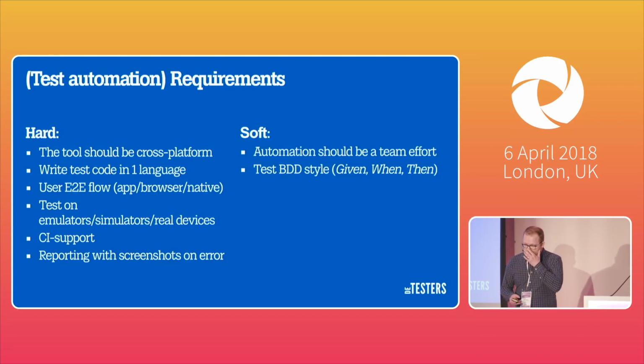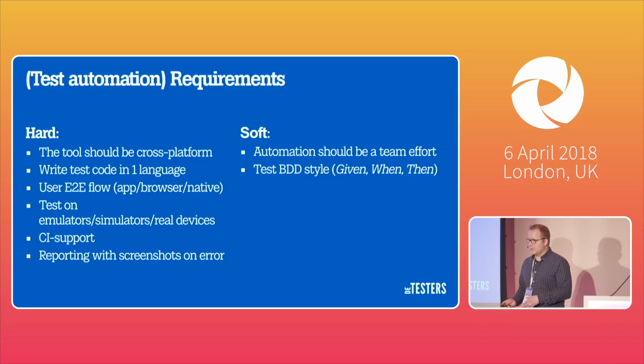Then the soft requirements. It should be a team effort. And that comes back to writing something in one language. Because when I'm not there, when I'm on vacation or ill, my colleagues should be able to fix bugs, but they should also be able to fix tests or add new tests. So we said, we want one language. We're developing React Native, JavaScript, so it would be awesome if we can also use JavaScript to do the automation.